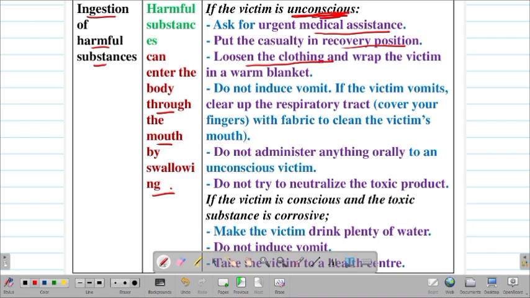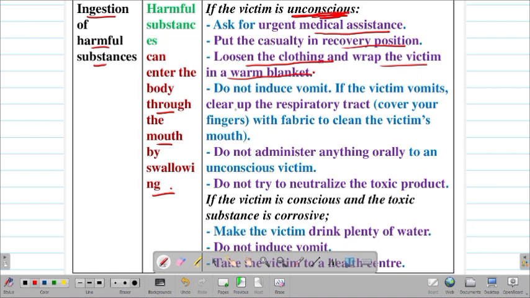So loosen the clothing and wrap the victim in a warm blanket. The purpose of wrapping the victim in a warm blanket is to regain the normal body temperature. So this will help to stabilize the patient. For example, the blood of that particular patient could be at a very low temperature, but when you wrap them in a warm blanket, the temperature is going to increase. Therefore, the patient will be able to regain the normal body temperature so that they can function normally.